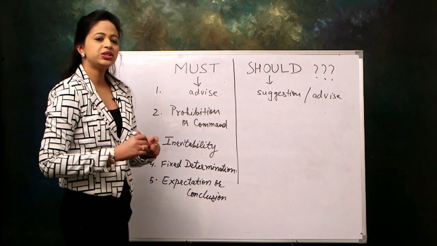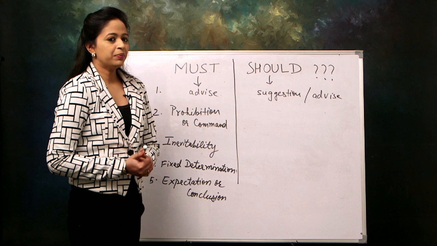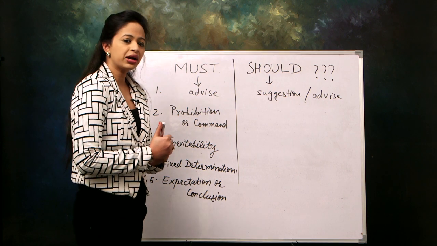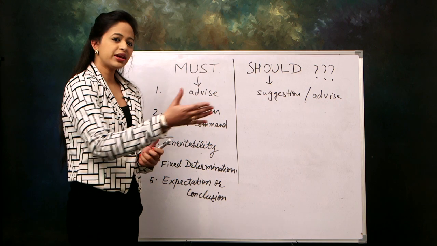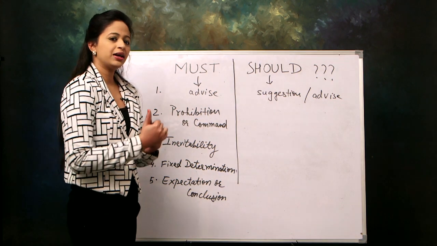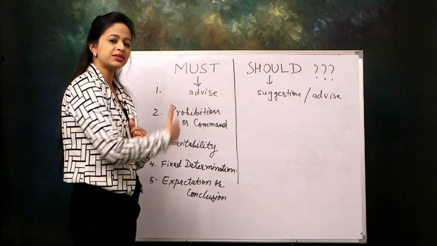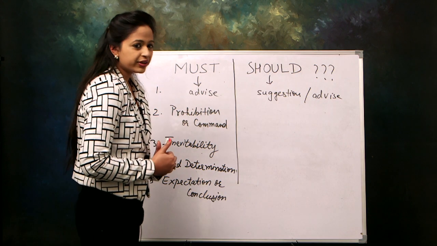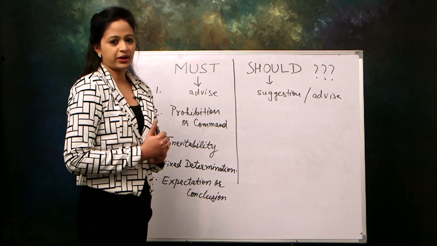I say she must have recovered by now, or my daughter must be feeling hungry by now, or I can also say she must have reached home. What am I trying to express here? I am trying to show that it is something which must have happened. For example, a doctor says he must have recovered by now.